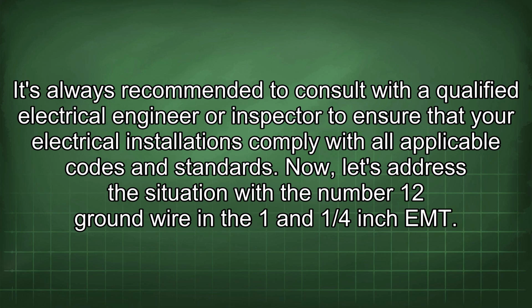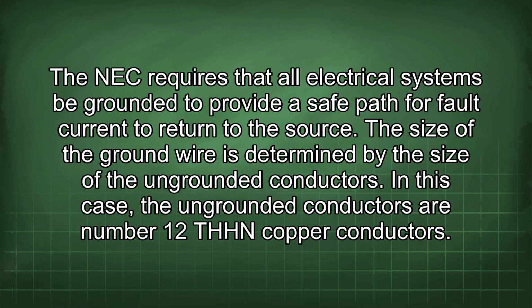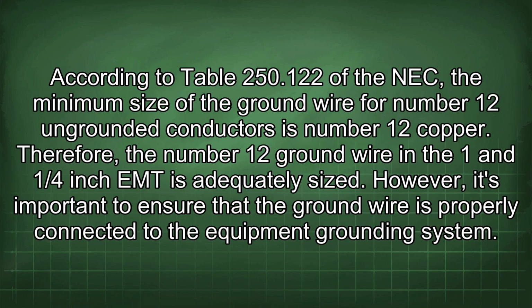Now, let's address the situation with the number 12 ground wire and the 1 and 1/4 inch EMT. The NEC requires that all electrical systems be grounded to provide a safe path for fault current to return to the source. The size of the ground wire is determined by the size of the ungrounded conductors. In this case, the ungrounded conductors are number 12 THHN copper conductors. According to Table 250.122 of the NEC, the minimum size of the ground wire for number 12 ungrounded conductors is number 12 copper. Therefore, the number 12 ground wire in the 1 and 1/4 inch EMT is adequately sized.